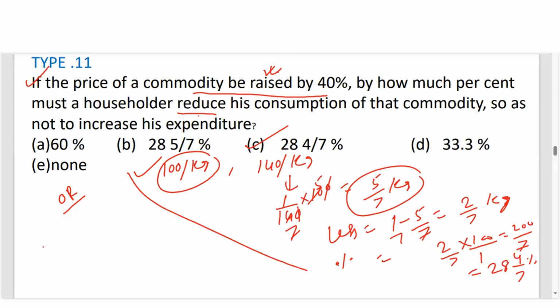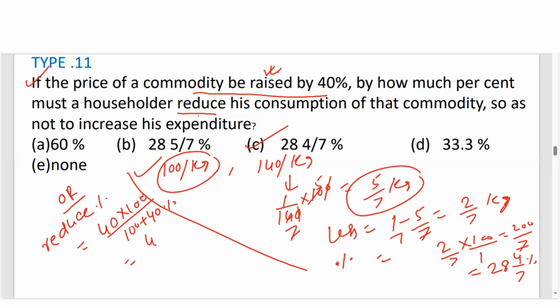So always you can use this technique: reduce percent equals increase percentage multiplied by 100, divided by 100 plus the given percentage. Okay. So only for showing I'm writing 100 plus 40, you can write directly 140. So given percentage into 100 divided by 100 plus percentage.